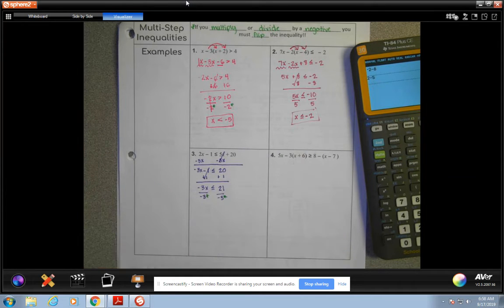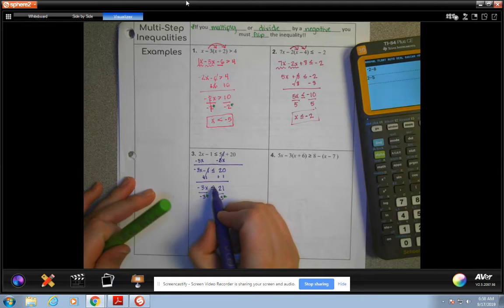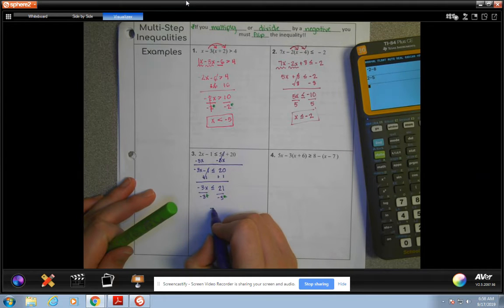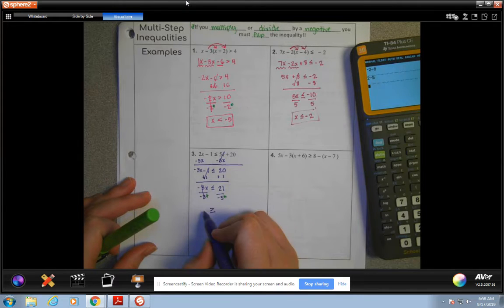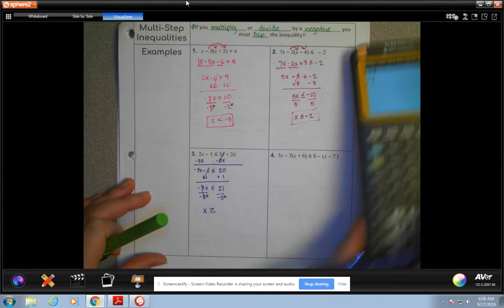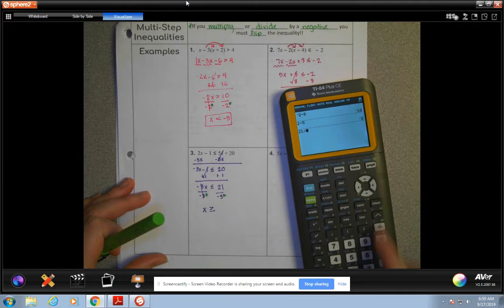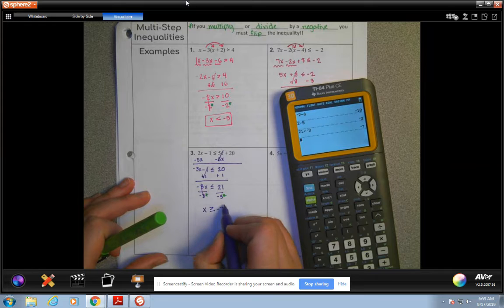Because we're dividing by a negative number, you're going to go ahead and flip this from less than or equal to greater than or equal to. All right, these 3's are going to cancel. You're going to have x on the left side. And in your calculator, you can do 21 divided by negative 3, and you get negative 7. And this would be our answer right here.